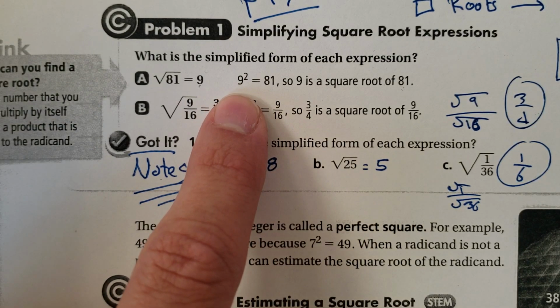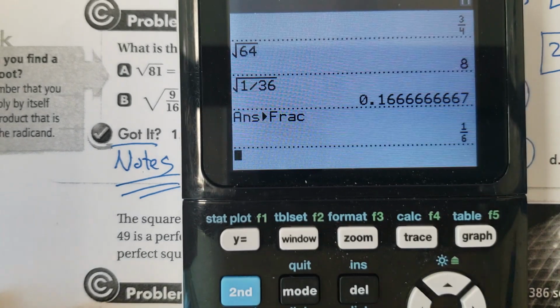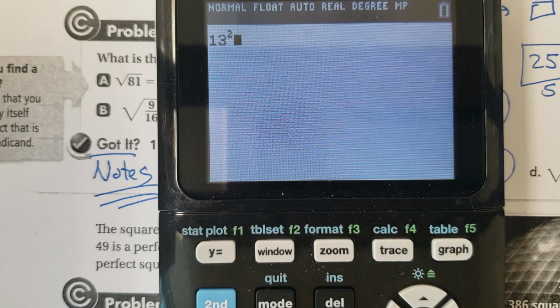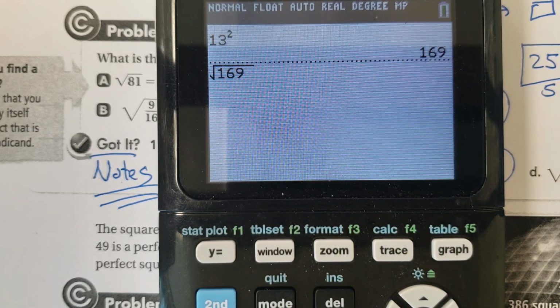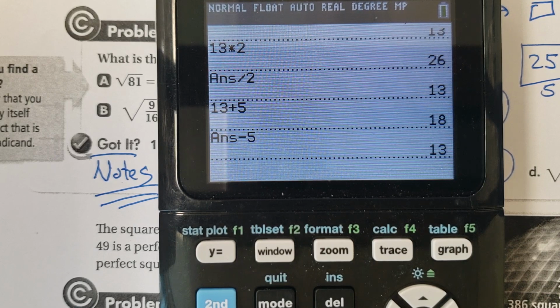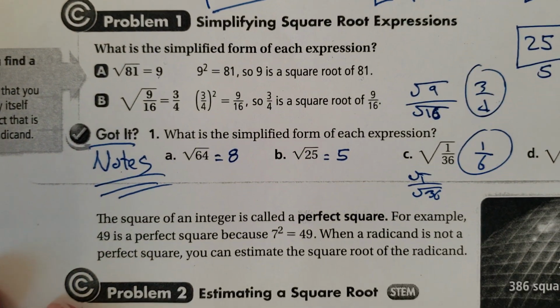Okay, so the reason, really quick, that square and square root are the same button is because they kind of undo one another, okay? So watch this really quick. If I take 13 and I square it, I'm going to get 169. If I take the square root of 169, guess what? It turns it right back into 13, okay? It's like 13 times 2, and then divide by 2. I'm back to 13. Or 13 plus 5, and then minus 5. I'm right back to 13, okay? So squaring and square rooting cancel each other out. That will be a skill you will need in the future.